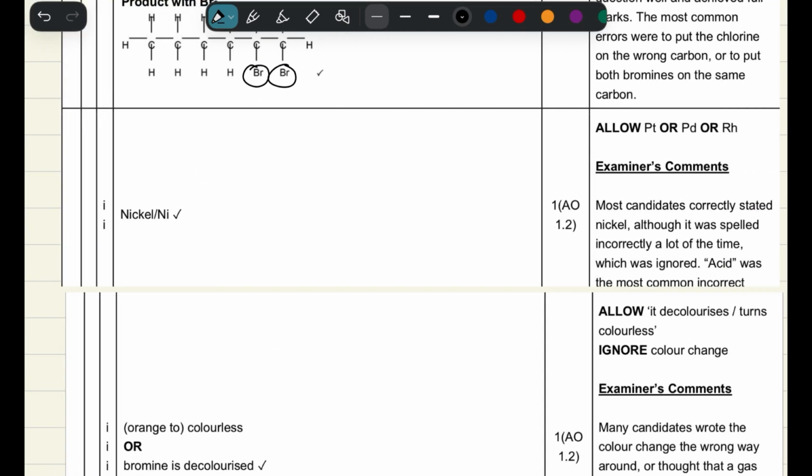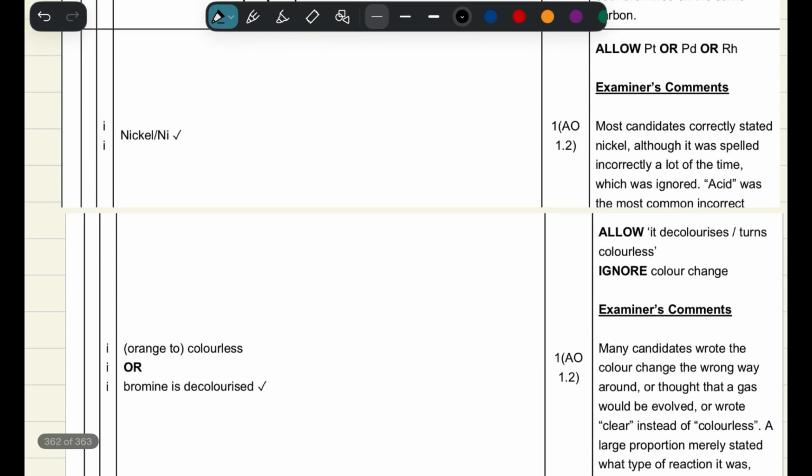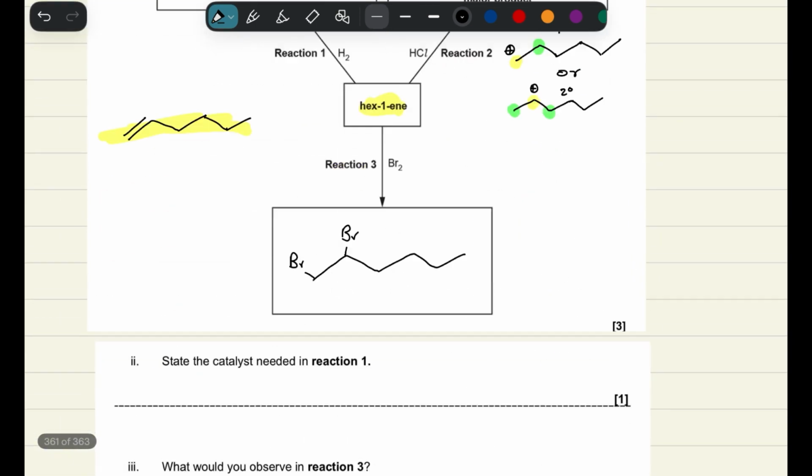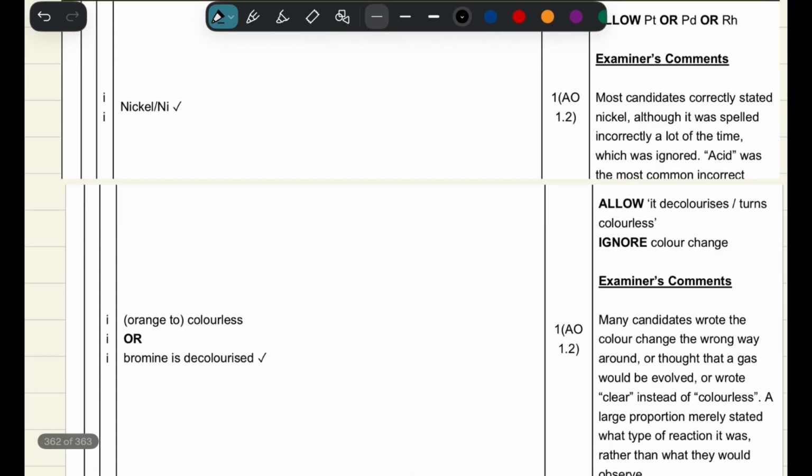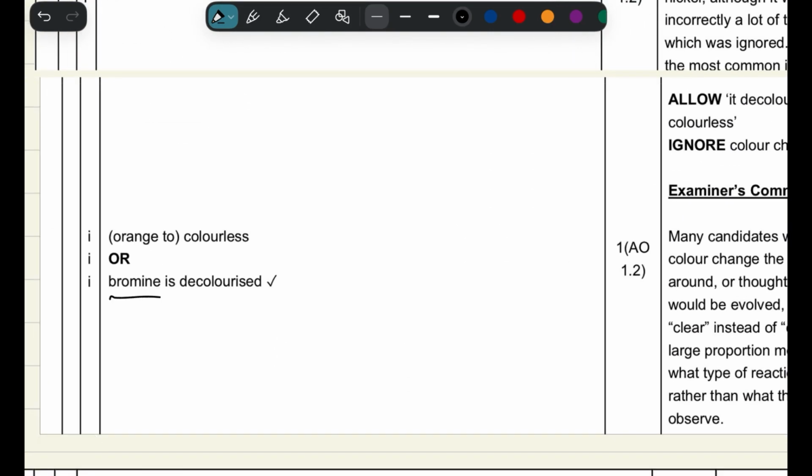Next one, like I said, reagents and conditions, very important. So hydrogenation, nickel catalyst. And then also this one, well, I had a problem with this actually because it says observe. So because it's observe, I guess you could argue you're seeing bromine be decolorized, but I would just say orange to colorless, really. I think that's a better way of saying it.